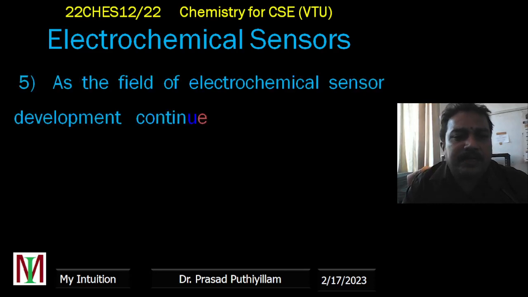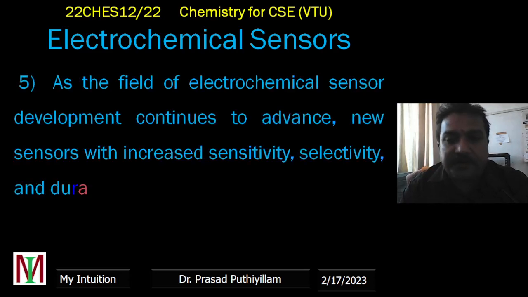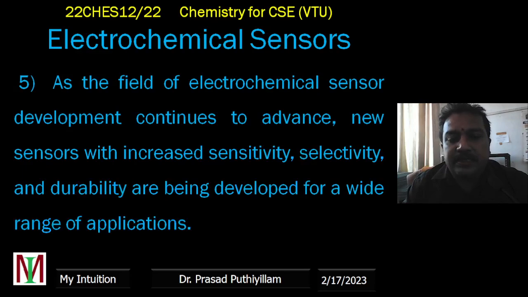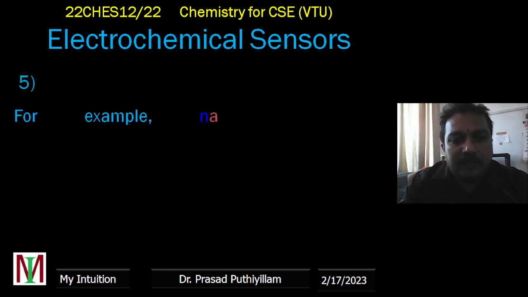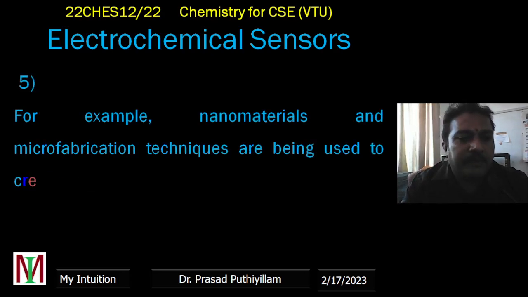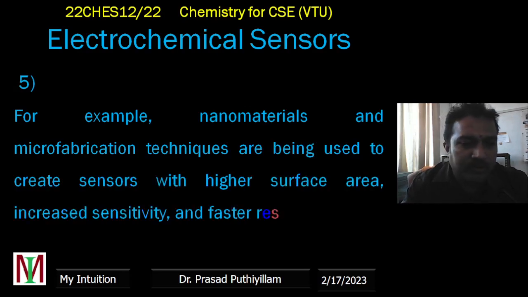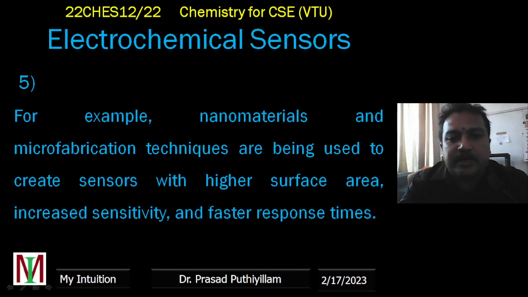As the field of electrochemical sensor development continues to advance, new sensors with increased sensitivity, selectivity, and durability are being developed for a wide range of applications. For example, nanomaterials and microfabrication techniques are being used to create sensors with a higher surface area, increased sensitivity, and faster response time. Nanomaterials are newer materials having a relative size in the nano range, that is 10 to the power minus 9. Very small materials.